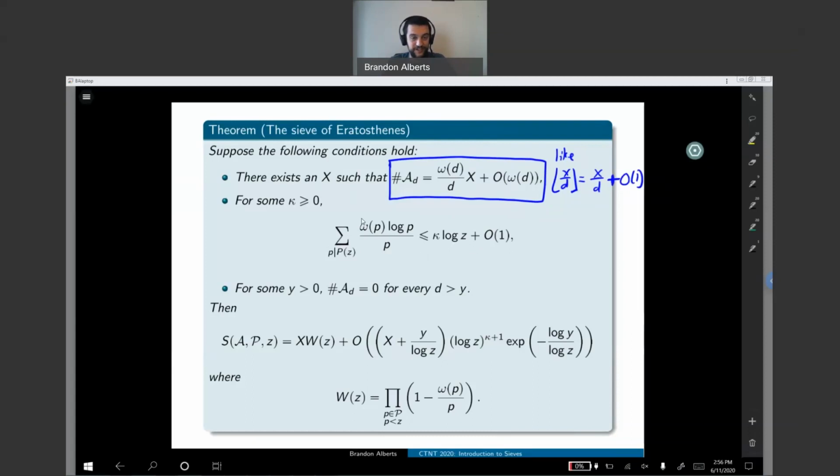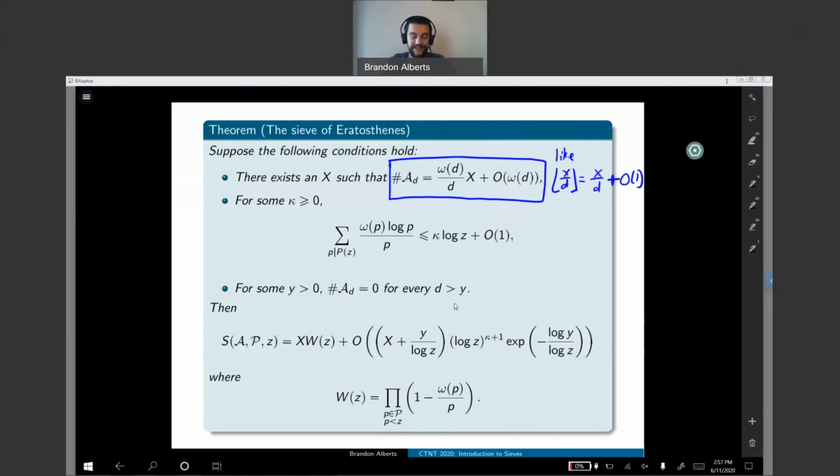So what this is going to tell us is that our main term, when we sum up a bunch of main terms, is not going to get too crazy. And our error term, when we sum up a bunch of error terms, is not going to get too crazy. The last statement: for some y bigger than 0, the size of this bad set is equal to 0 for every d bigger than y.